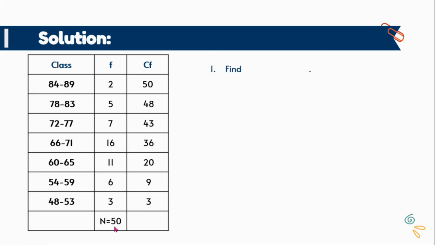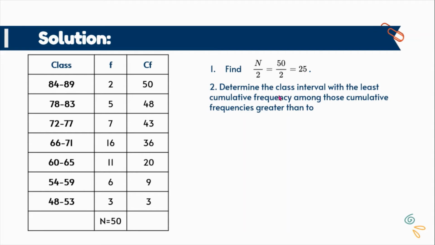For the first step, find n over 2. Our n is 50, so that's 50 over 2. So n over 2 is 25. Next, determine the class interval with the least cumulative frequency among those cumulative frequencies greater than n over 2, which is 25. Here the cumulative frequency greater than 25 is 36. So this is now our median class.